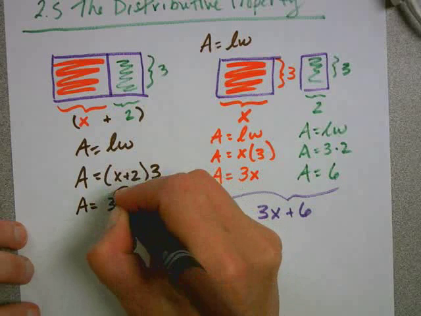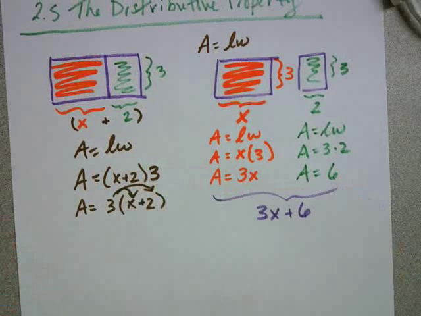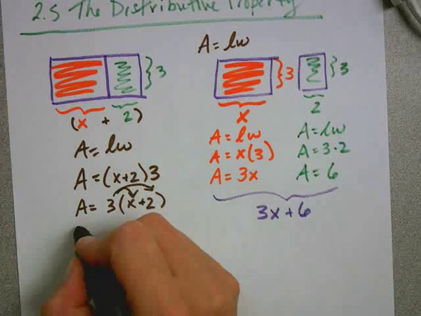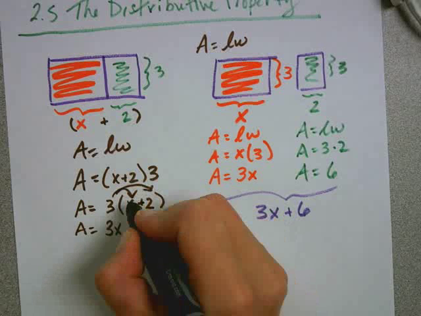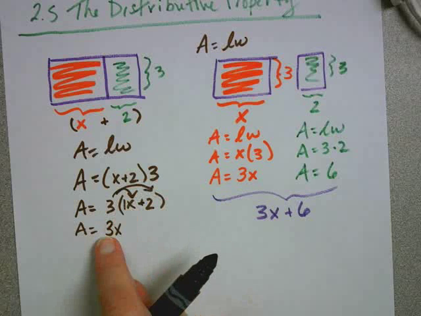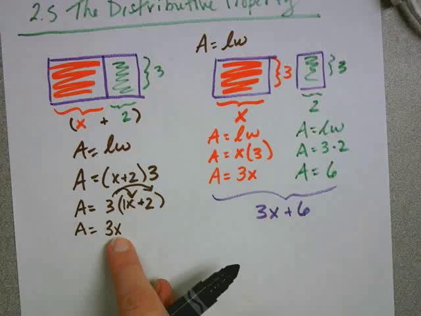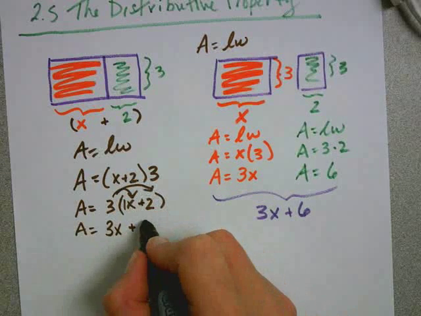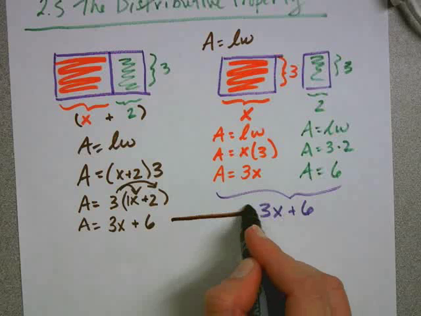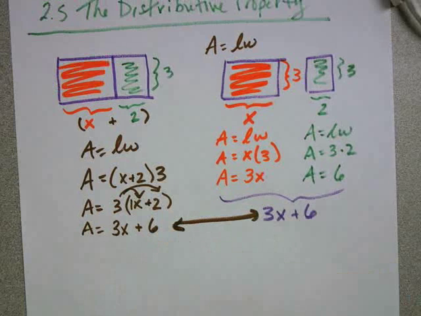Do you remember it from last year? What I can do is multiply the 3 by every item on the inside. 3 times x becomes 3x, because there's like a 1 in front of that x. 3 times 1 is 3, and the x comes along for the ride. The plus sign gets rewritten, and then 3 times 2 is 6. Bingo. What did we get? We got the exact same answer if we did them separately or together. And that's the point of the distributive property.